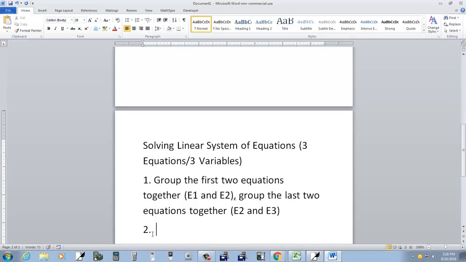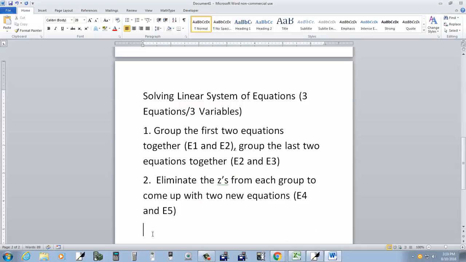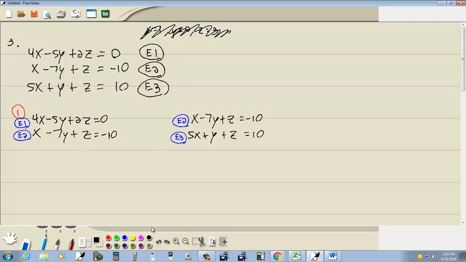Step 2. Eliminate the z's from each group to come up with two new equations, E4 and E5. Well, if I look at this, if I eliminate the z's, here's 2z. If this is a negative 2z, then that'll eliminate the z's. So I'm going to multiply the second equation by negative 2. So I got 4x minus 5y plus 2z is equal to 0. Negative 2 times x is negative 2x. Negative 2 times negative 7y is 14y. Negative 2 times z is negative 2z. And negative 2 times negative 10 is 20.